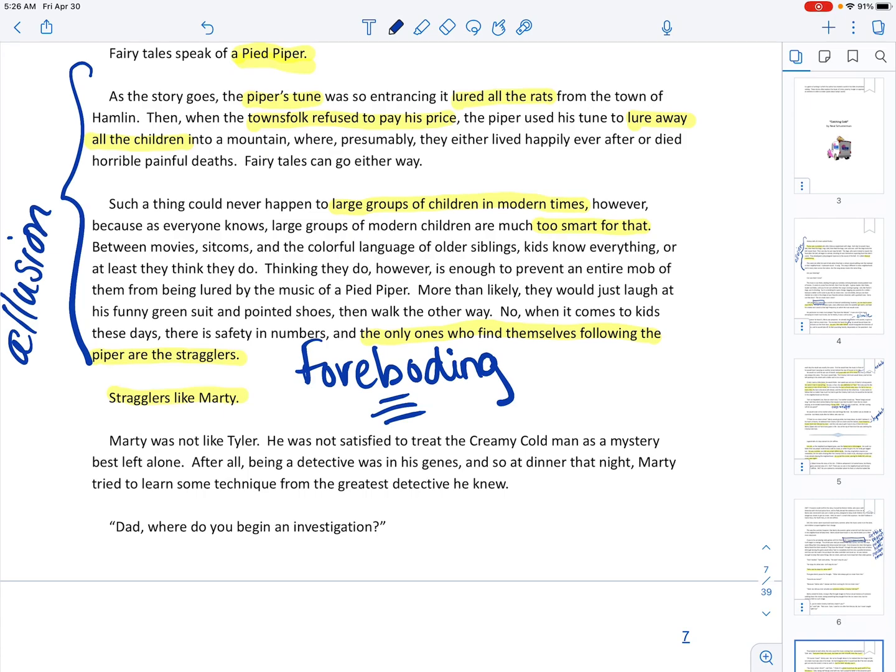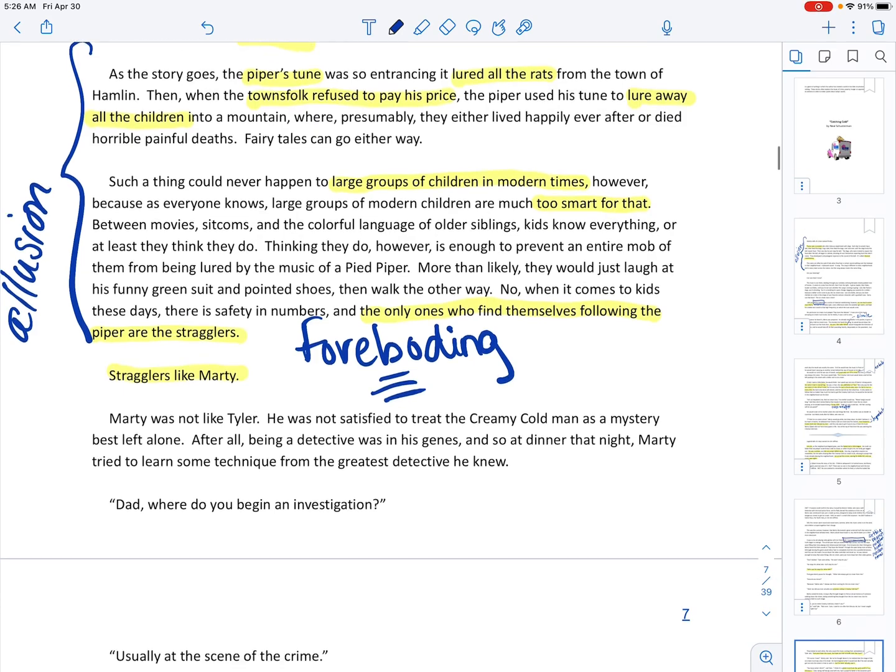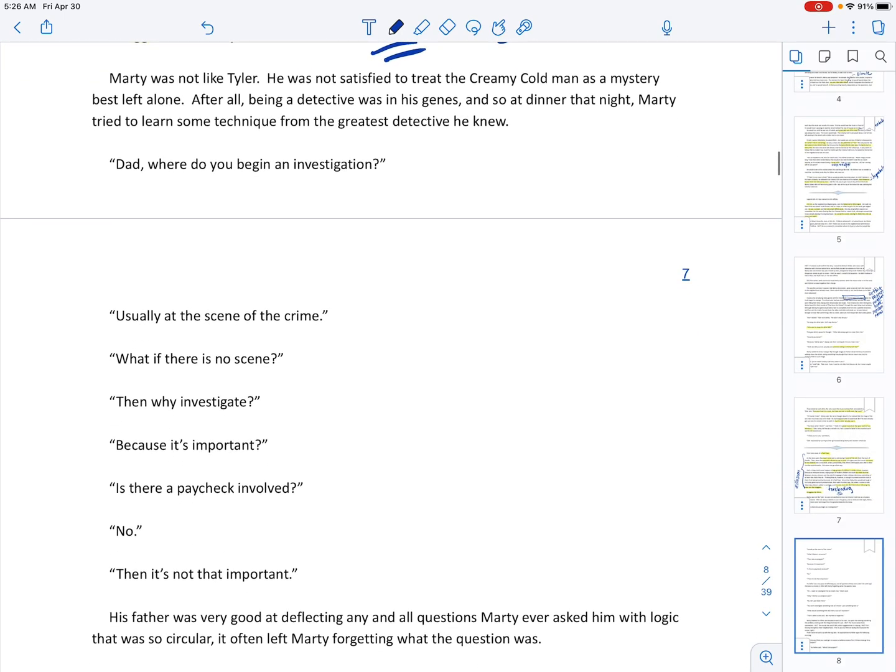So it seems like the ice cream man is a Pied Piper, and Marty's going to go for it. Marty was not like Tyler. He was not satisfied to treat the creamy cold man as a mystery best left alone. After all, being a detective was in his genes. And so at dinner that night, Marty tried to learn some technique from the greatest detective he knew.